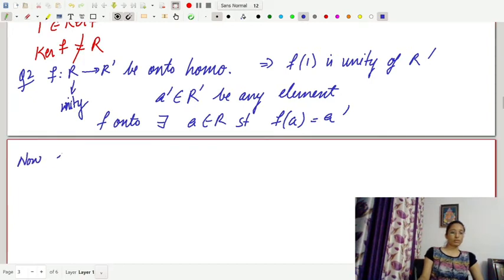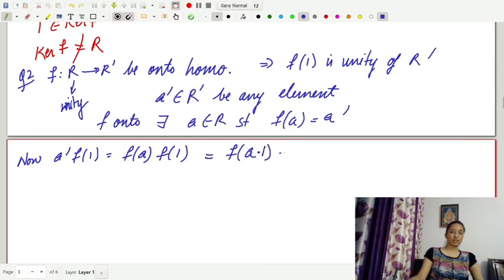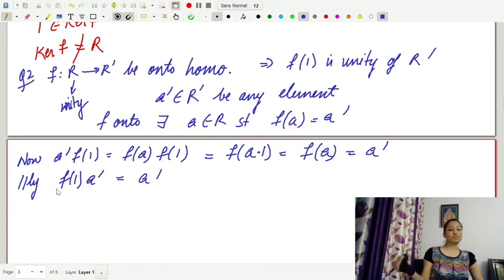Now a dash f of 1 is equal to f of a f of 1. अब f हमारा होमोमॉर्फिज्म था तो 1 अंदर आ जाएगा हमारा, which in turn implies f of a, that is a dash. Similarly, we can show f of 1 into a dash is equal to a dash, which in turn implies f of 1 is the unity of R dash.